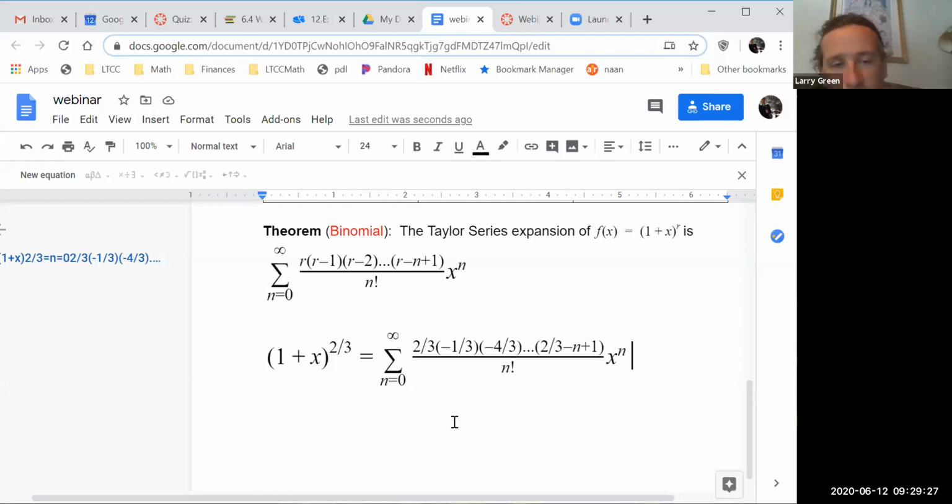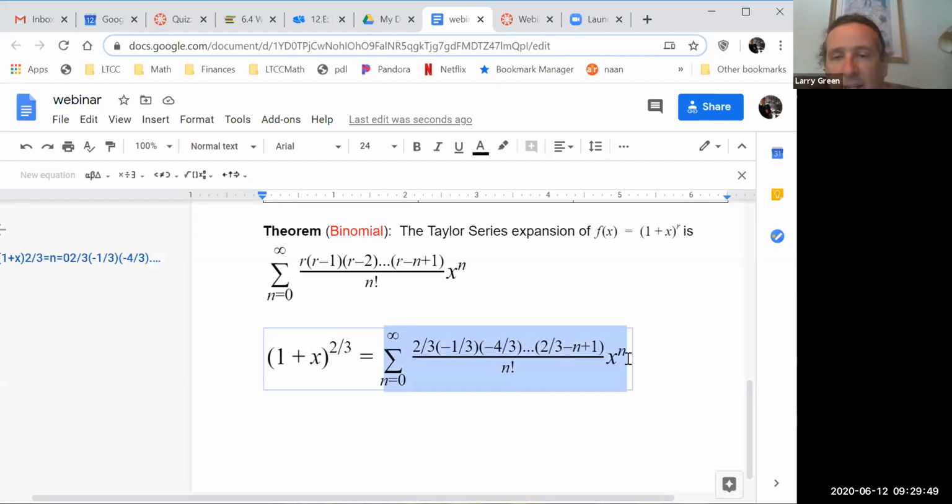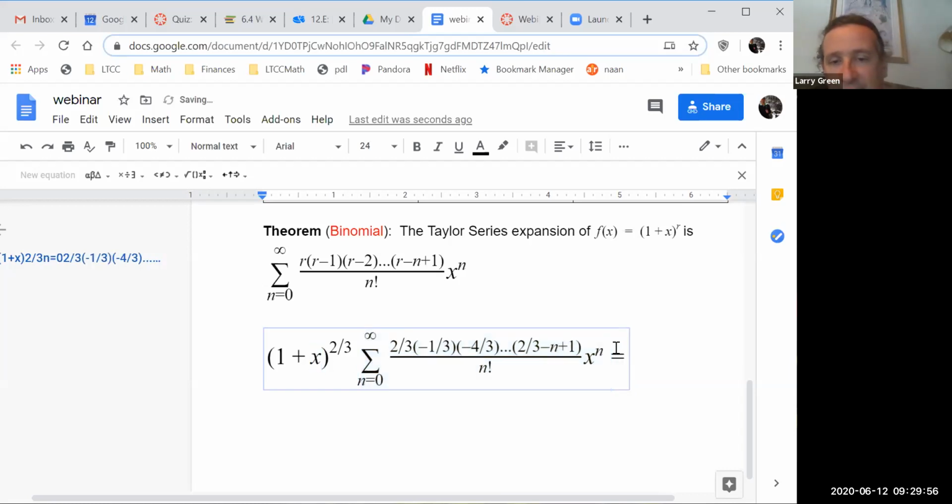Okay, what if I told you to do some integral where it had a 1 plus x to the 2/3 involved in it? Especially if that was multiplied by 1 plus x squared or something, you wouldn't be able to do it. But if you turn it into a power series, you can. And that's why it's used: it takes these fractional exponent things and turns them into things that look like polynomials.